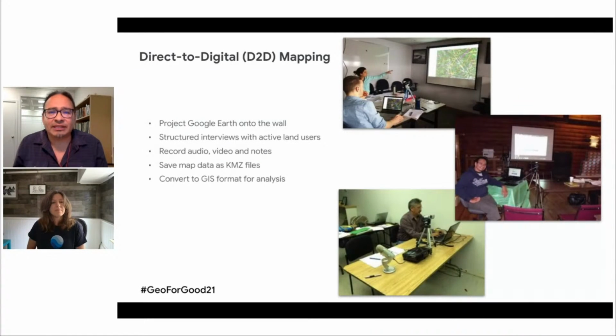And so we developed this direct-to-digital mapping method where we would project Google Earth up onto a wall, and we'd have similar structured interviews with those land users and knowledge holders. We would record the audio, the video, and save notes about each of those interviews and the data that were collected as part of the research exercise. And then at the end of the interview, we would save that map data as a KMZ file. From there, we would convert that into a GIS format and use that information for data analyses.